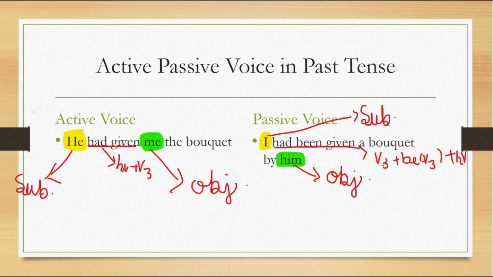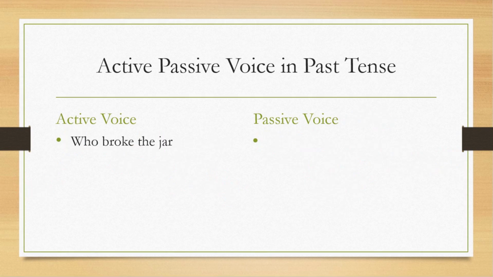So here you have it. Subject, object, object, subject. The verb is already in the third form and you have added a supporting verb to keep it in the past perfect passive voice. Okay, students? Now we are going to take a look at how to make questions in the past tense, okay?